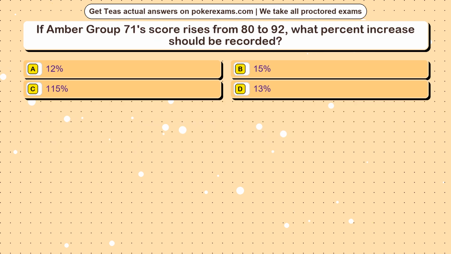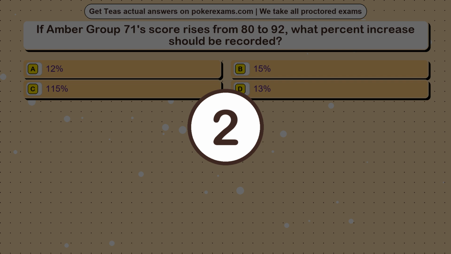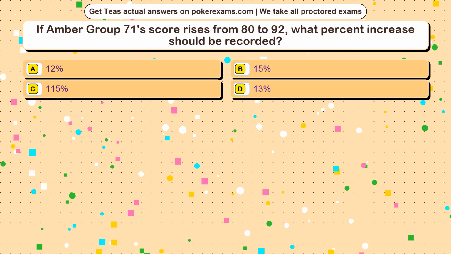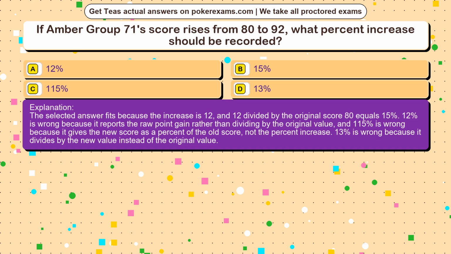Question 8. If Amber Group 71's score rises from 80 to 92, what percent increase should be recorded? Option A, 12%. Option B, 15%. Option C, 115%. Option D, 13%. The correct answer is option. The selected answer fits because the increase is 12, and 12 divided by the original score 80 equals 15%.